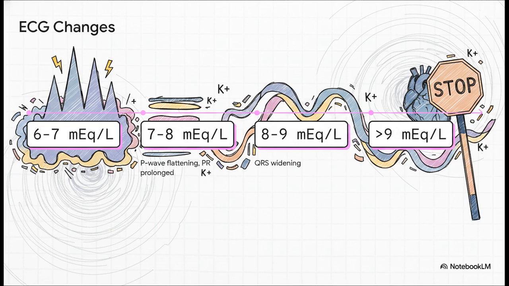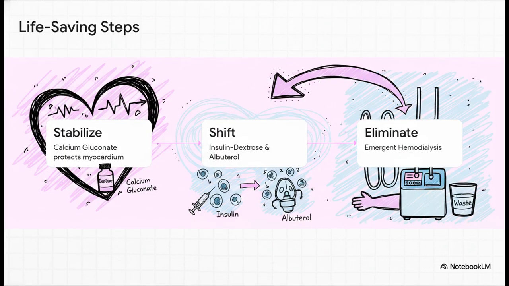I want to make this explicitly clear. Stabilizing this cardiac rhythm immediately supersedes any neuromuscular symptoms. The treatment follows a strict 3-step life-saving algorithm. Step 1, stabilize the myocardium using calcium gluconate. This is absolutely vital. Calcium gluconate raises the action potential threshold, functionally antagonizing the excitability. But we must make it categorically clear. It does absolutely nothing to lower total body potassium. Step 2, shift potassium intracellularly using insulin dextrose and albuterol. Step 3, definitive elimination, typically via emergent hemodialysis in a CKD patient.